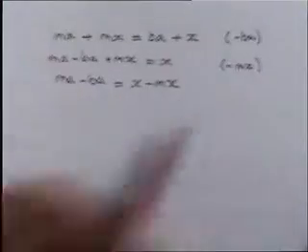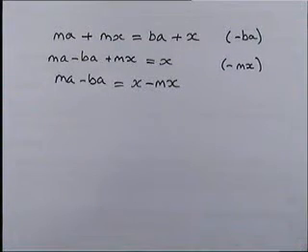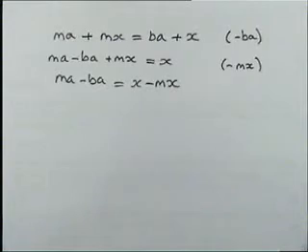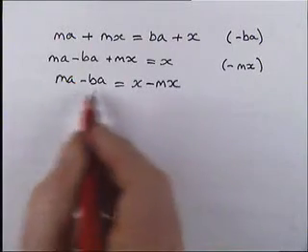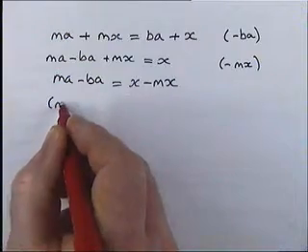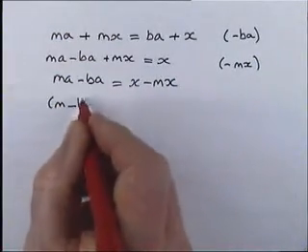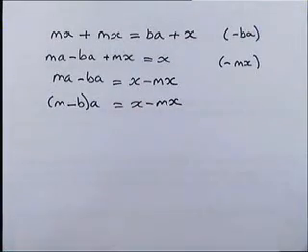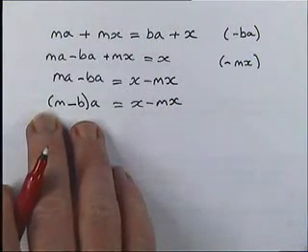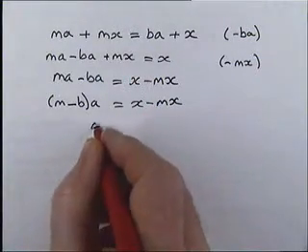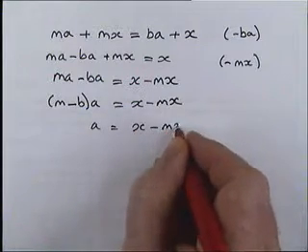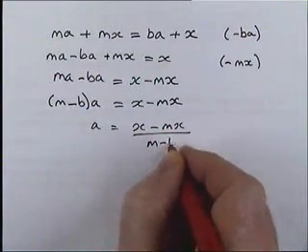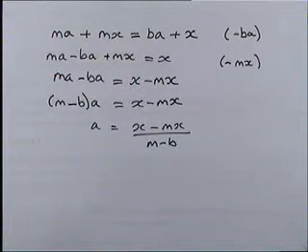Now if M and B were numbers rather than unknowns, you would now just subtract one coefficient from the other. But because they're unknowns, you're finding it difficult to know what to do. So what we do in this case is we factor out the A. So instead of having MA minus BA, we have M minus B lots of A equals X minus MX. And now if we divide through by the bracket, we're left with A, and we're left with the formula written in terms of A. Okay. So that's what we're going to have to be able to do.